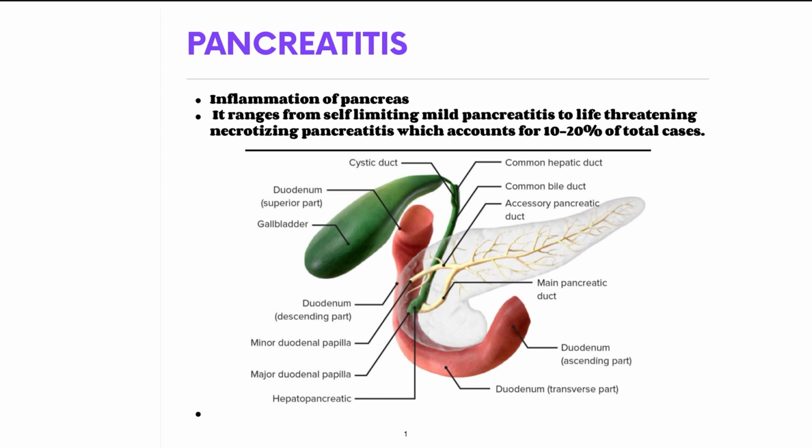So pancreatitis compromises this function, so there can be different health problems in our body. Pancreatitis ranges from self-limiting mild pancreatitis to life-threatening necrotizing pancreatitis, which accounts for 10 to 20% of the total cases. It's actually the inflammation of the pancreas, which is usually caused by premature activation of digestive enzymes. It is usually caused by idiopathic causes as well as other causes. We will see the most probable causes of pancreatitis.